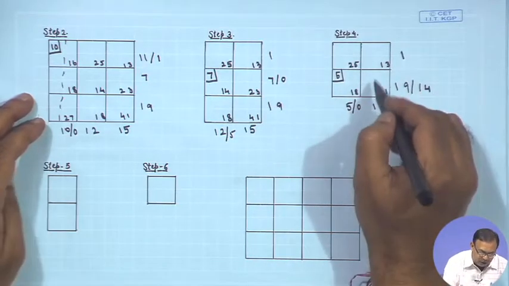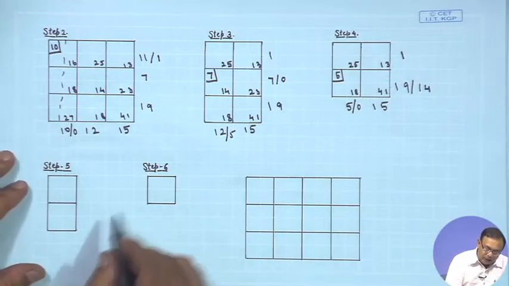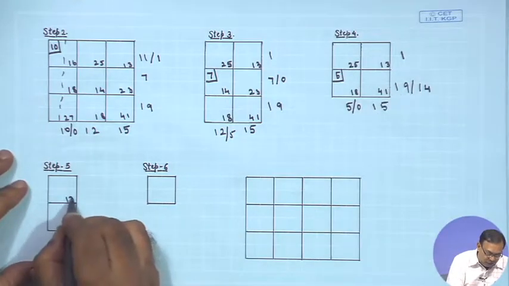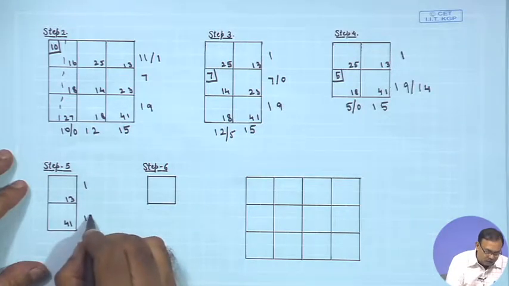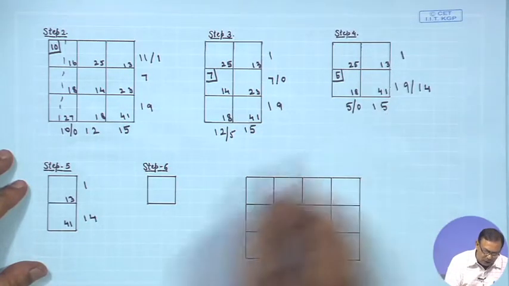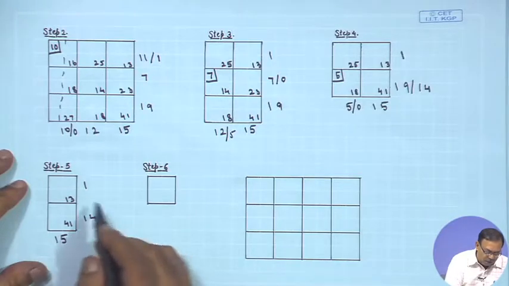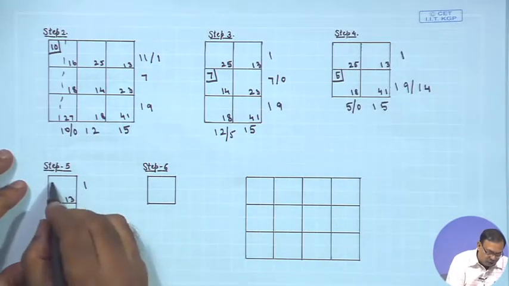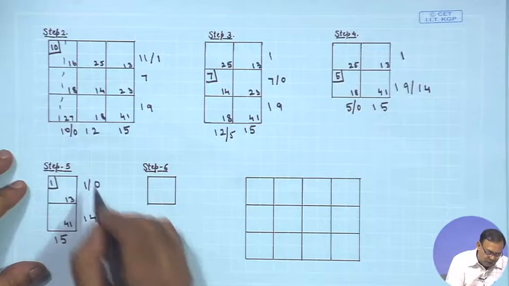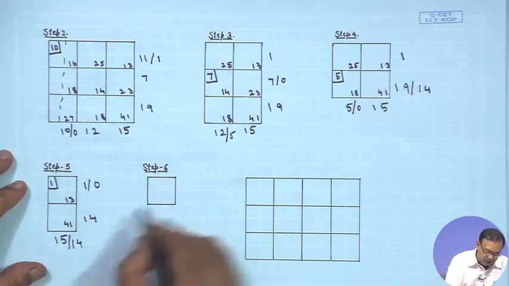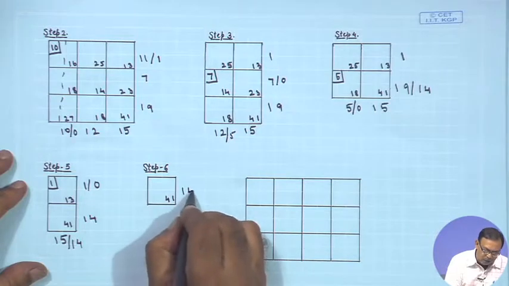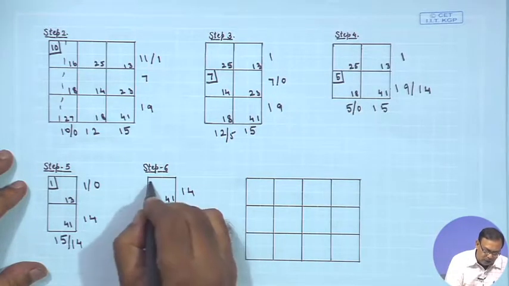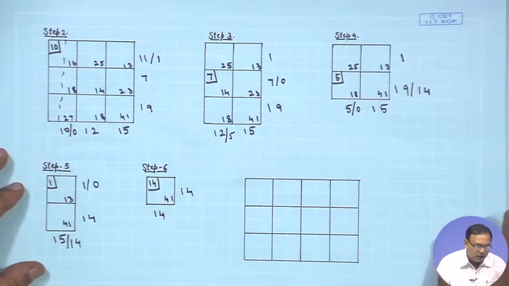So, now only this column will come. So, that you are writing 13 and 41, where you are having 1 and 14 and this is 15. Minimum of this is 13. So, allocate 1 over here, this will become 0, this will be 14. So, only one cell is remaining, that is 41, where demand and the availability are same. So, you allocate this thing.